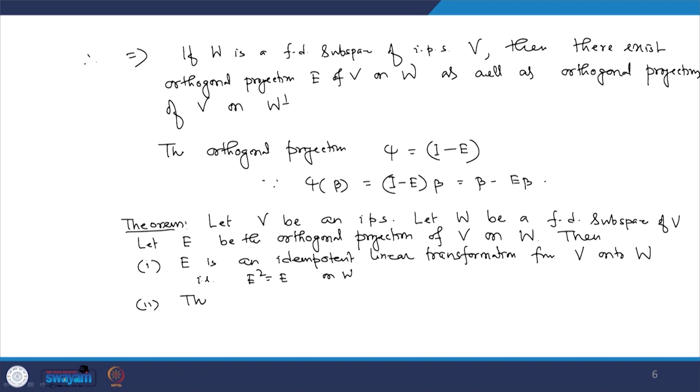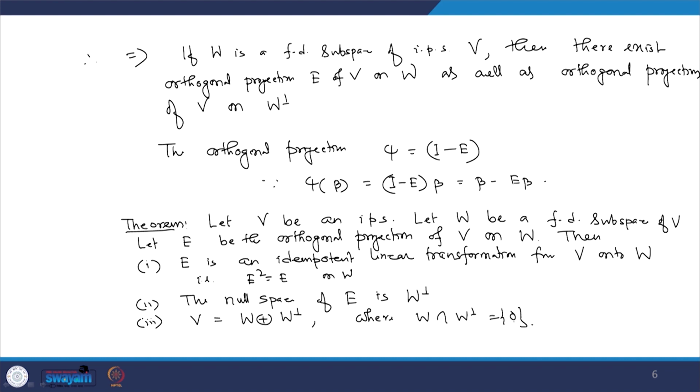Second, the null space of E is W complement, that is, the orthogonal complement of W. Third, V is equal to the direct sum of W and W complement, where W intersection W complement equals the 0 subspace. So, let me prove this result one by one, please.